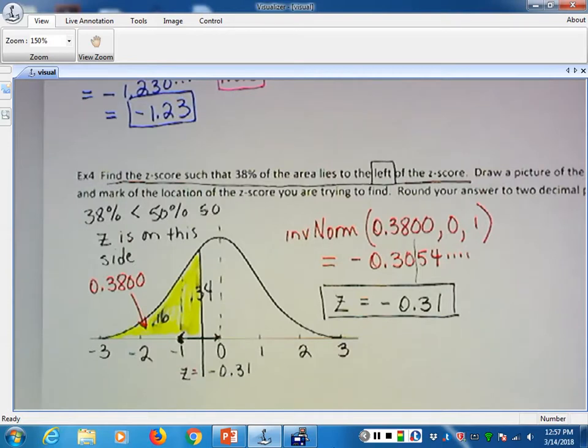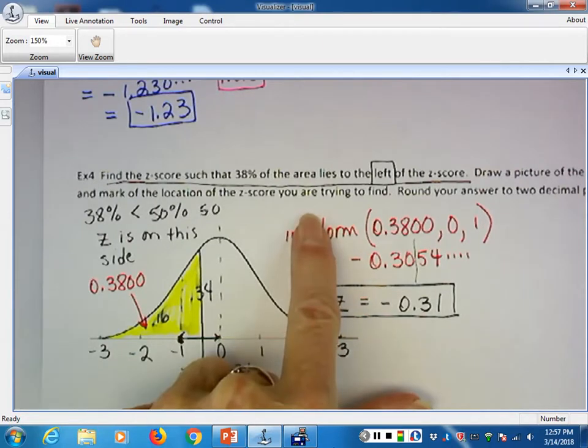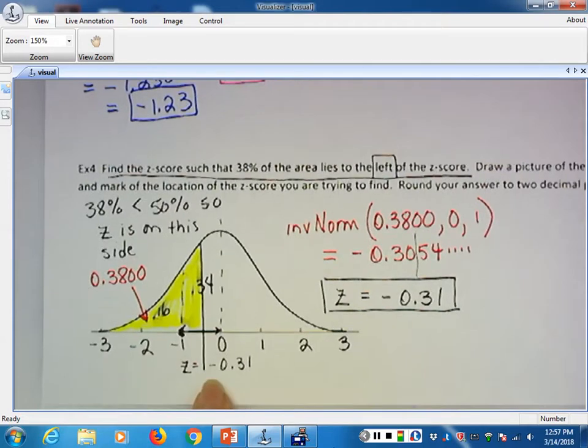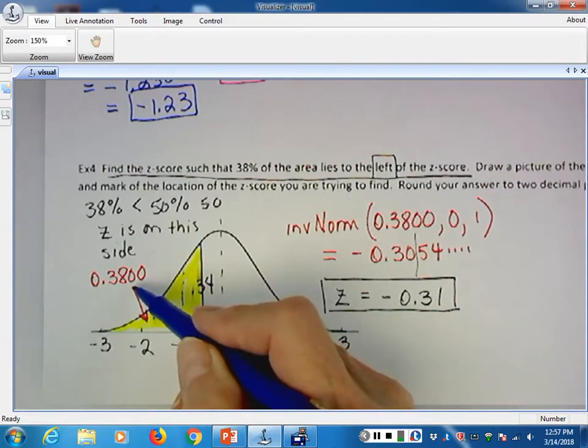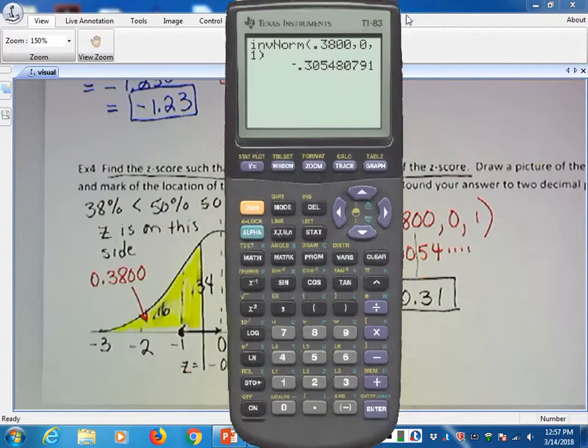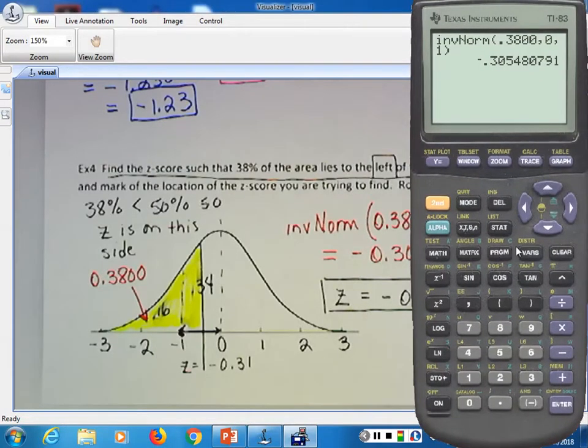Now, if I really want to check it and make sure that I did it correctly, since this one is not nearly as straightforward as the ones where you're given the picture. Drawing your own picture is a little tougher. Okay? But once you've got that picture, you can say, well, if I do this, could I get this answer back? Would I be able to verify that? And you can on your calculator. If you got the answer negative 0.31, and that's your z-score, you can verify by going back and doing normal CDF.